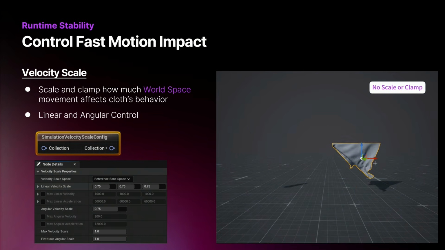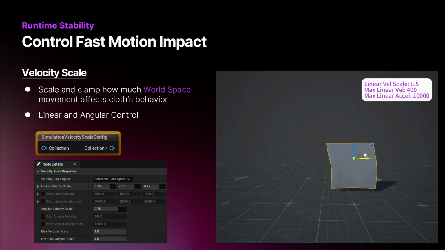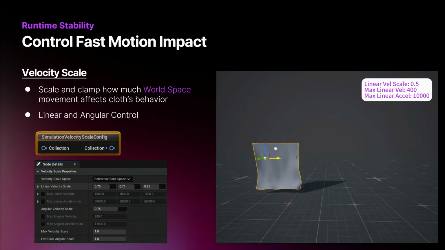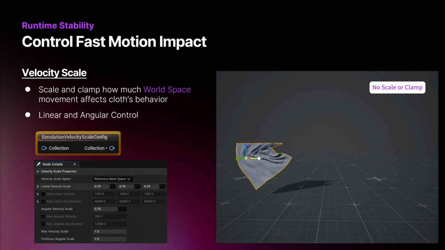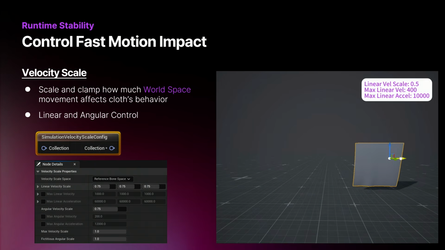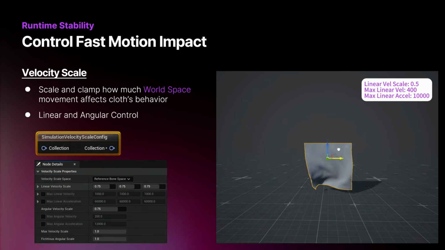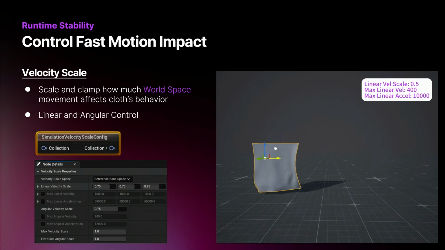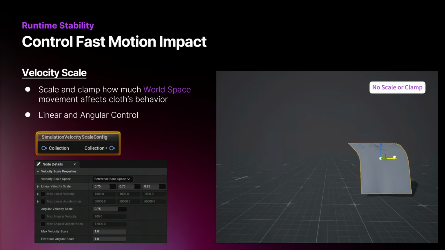A lot of the stability issues I mentioned earlier tend to get worse during fast character movement. So another important feature for runtime stability I want to talk about is the velocity scale. With velocity scale, you can decrease or clamp how much world space movement will affect the cloth dynamics. As you can see in the video on the right, it helps stabilize the whole simulation when the cloth component is moving at a high speed.